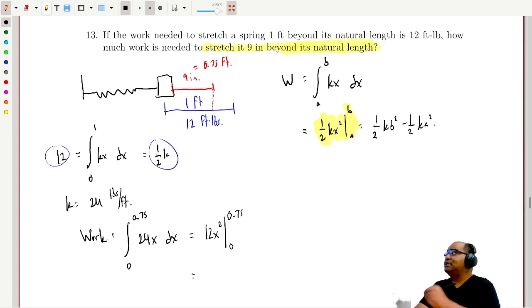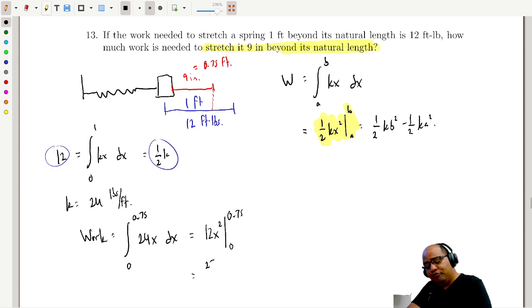Plugging in 0 gives us 0. And when we do all the work here, we get 27 over 4 foot-pounds. Which is, let's see, 4 3/4, something like that. So 4.475 or something like that. It is 6. Nope, it is 6.75 foot-pounds.